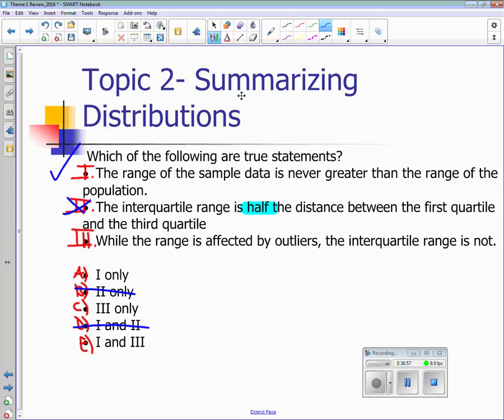So that's true. How about Roman numeral 3? Is that one true? Is the range affected by outliers? Sure, because it's largest minus smallest, whether it's an outlier or not. So it is. Is IQR? No. Remember, it's resistant. It's quartiles. It's position. So both of those are correct. Okay? Good.